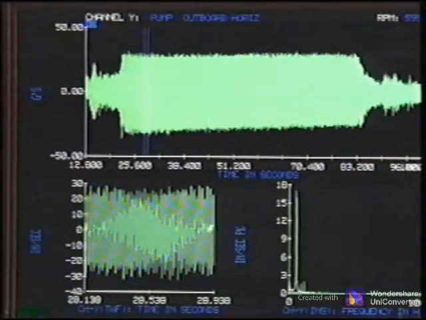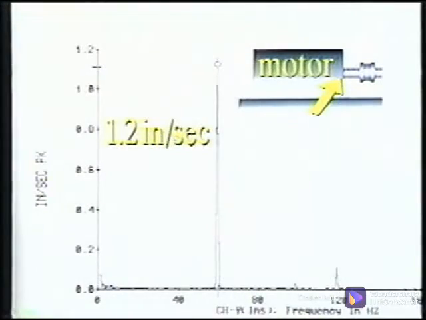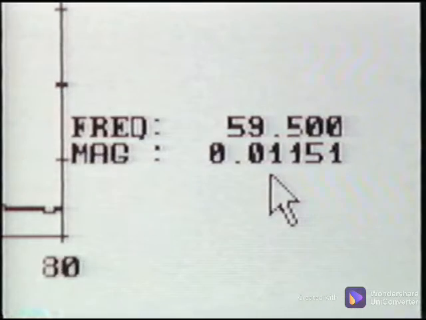Initial data was collected on the pump body in the vertical and horizontal directions. Amplitudes in the horizontal direction on the pump housing exceeded 50 Gs. Amplitudes in the horizontal direction on the coupling end of the motor at motor shaft speed were in excess of 1.2 inches per second. The apparent problem frequency identified during this data collection process was the running speed of the motor, 59.5 Hertz. New questions now arise.